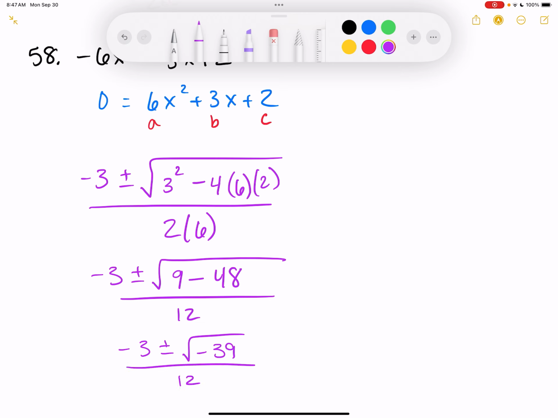So what do you notice about this? It's all divisible by 3. That is true. But what about in that radical? What do we see? There's a negative. So what's going to happen because of that? I'm going to take out an i. And then can 39 be broken down into anything?